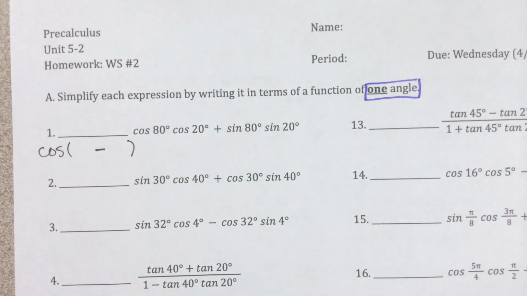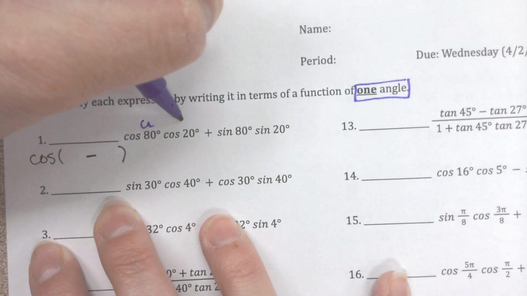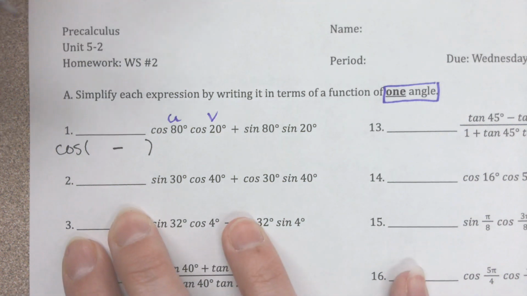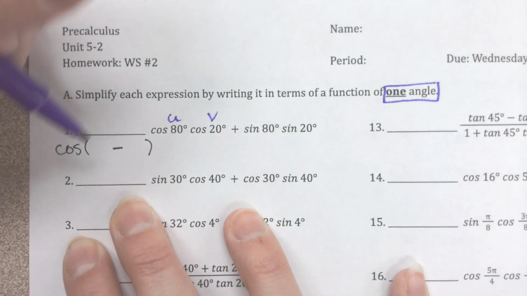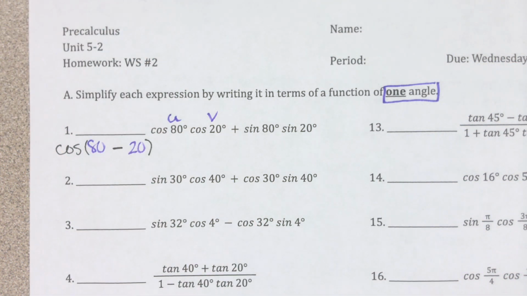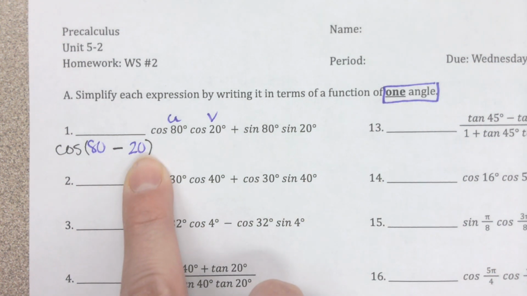Finally, identifying our two numbers, u and v. Those are really easy. They'll always be in the same place. The first number is always u, and the second number is always v. So we have 80 minus 20. And I didn't write that in the blank because this isn't my final answer. We need to condense it down to one angle, so I'm going to turn that 80 minus 20 into a 60.